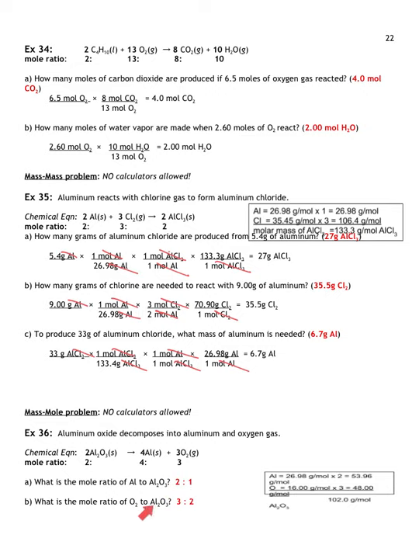What's the mole ratio of oxygen to aluminum oxide? Oxygen's right here, 3 to every 2. So it's 3 to 2 ratio here. It's making sure you understand mole ratio and the relationship of mole ratios.